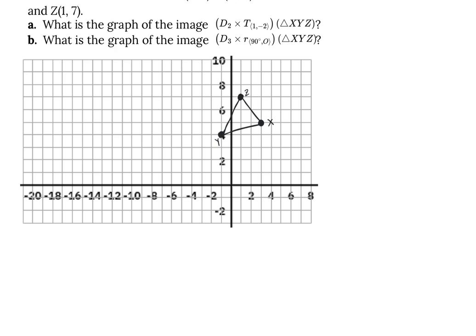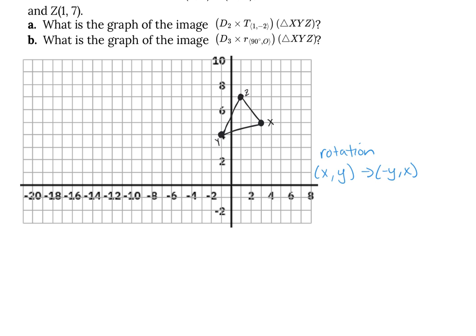Next we want to work on B, which has a dilation of 3, but a rotation of 90 degrees about the origin. Right, and if we remember with a rotation, to find our rotation, our x, y flips and our y turns negative. So if I'm rotating by 90 degrees, my x and my y will flip and my y becomes negative.